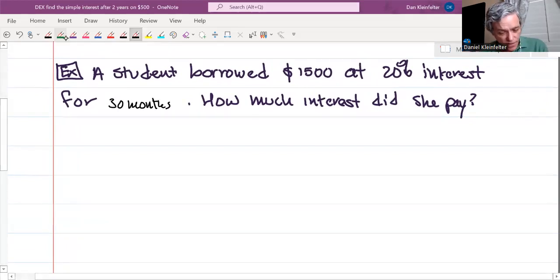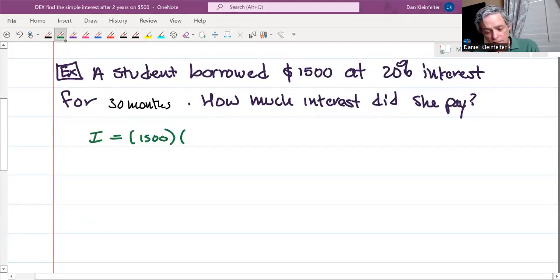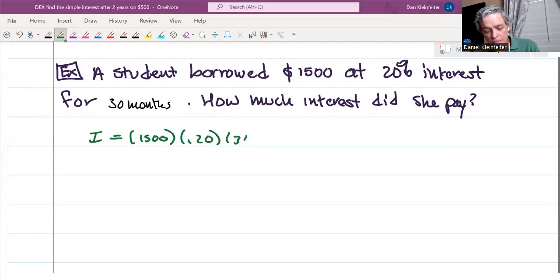So a key fact here is that we cannot just do I equals 1,500 times 0.20 times 30. What's wrong with that is that the time units on the rate and the time need to match. An example that illustrates this, I'll do that in a minute. But in the meantime, let's change that 30 months into years. The 20% interest is going to be an annual rate, and so we need to change 30 months into years.